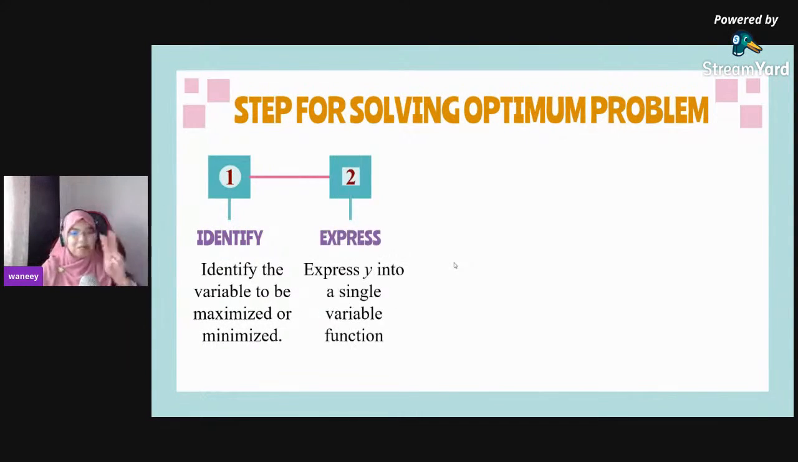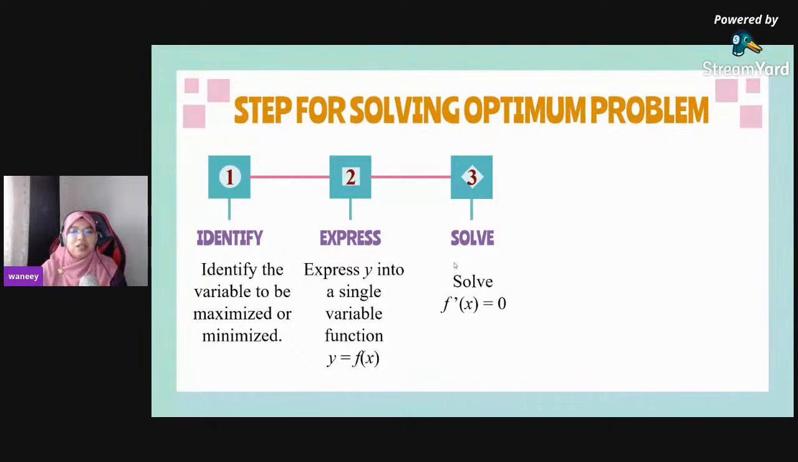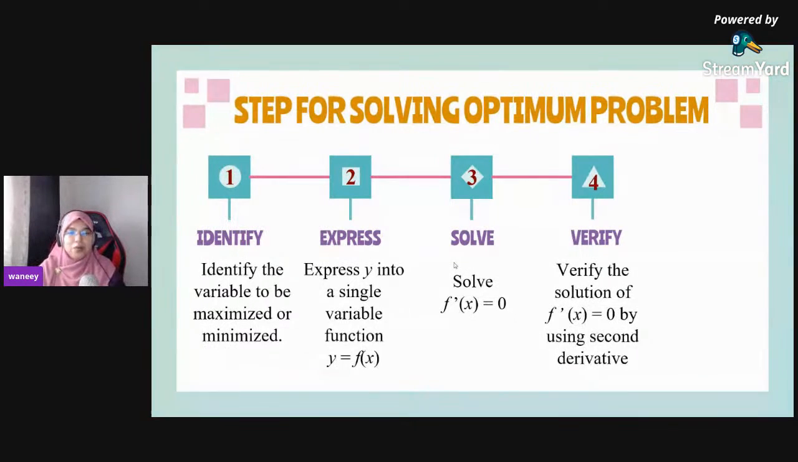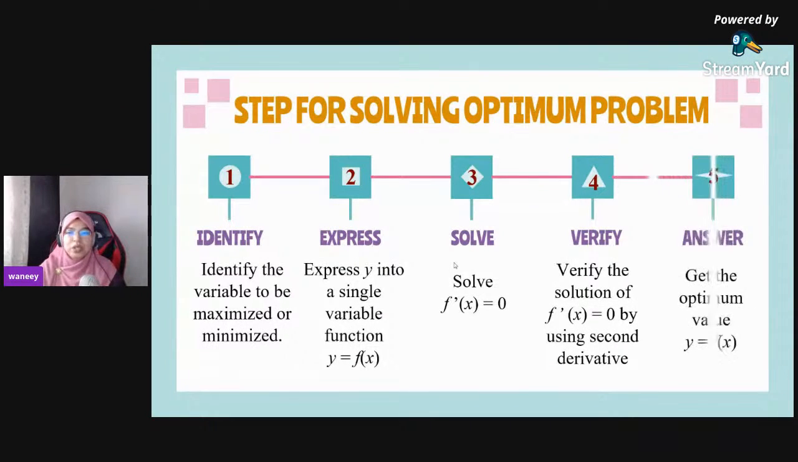The second step will be to express y as a single variable function. And then we're going to try to solve for f prime of x equal to 0, because we want to know what the stationary points are. Once we have the stationary points, we're going to check using the second derivative test whether we have a maximum or minimum.